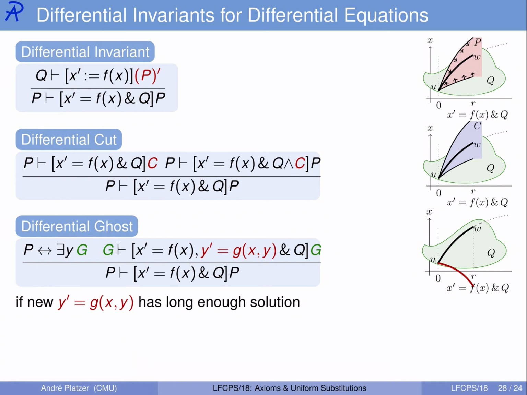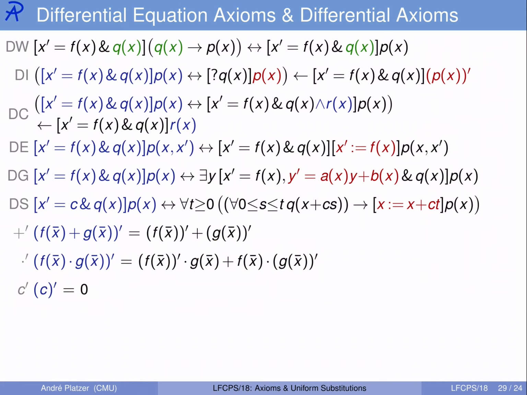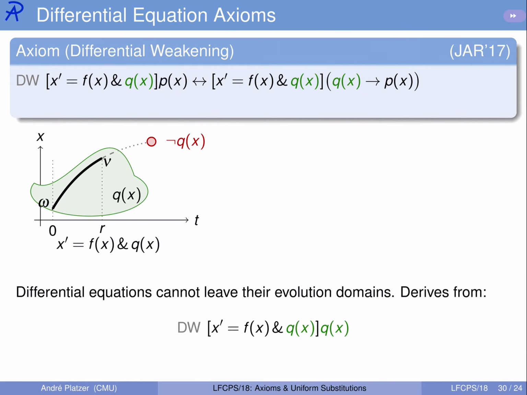Now remember, these proof rules package up information coming from corresponding axioms in useful ways. For example, the differential invariant axiom, the differential cut axiom, and the differential ghost axiom. So in fact, it suffices if we just render those differential equation axioms in uniform substitution style. And here's the answer, but it's better to develop it one step at a time.